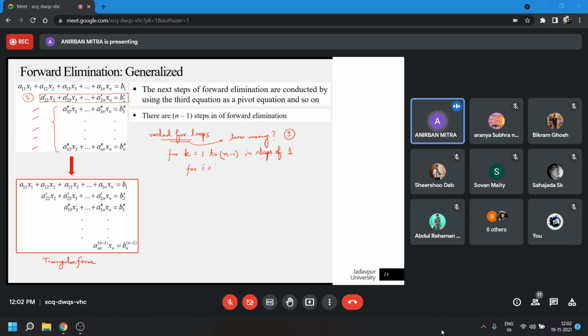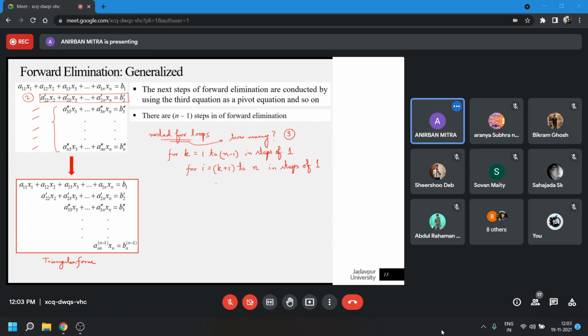So quite simply, we can write I would start from k plus 1, because k controls the forward elimination step. It goes from 1 to n minus 1. So we'll start I from k plus 1. So when k is equal to 1, I would be automatically 2. When k is equal to 2, I would be 3, like that. And how far it would go? It would have to go to the last equation. Last equation is n. So that is where it will end, obviously, in steps of 1.